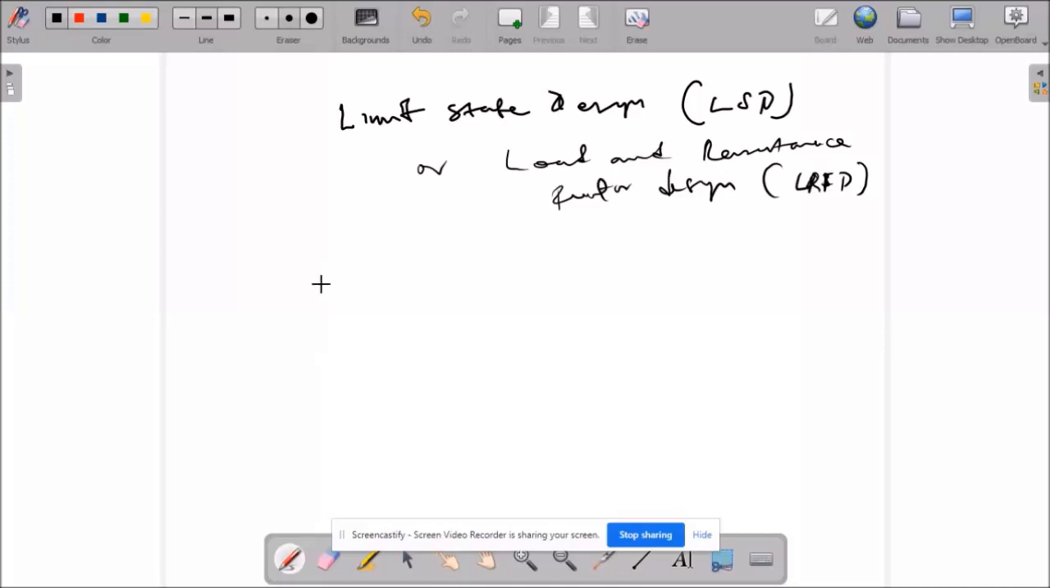A limit state is defined as a condition of a structure beyond which it no longer fulfills its intended purpose of design, or it does not fulfill the relevant design criteria. And when we're talking about design criteria, we're talking about fitness for purpose.